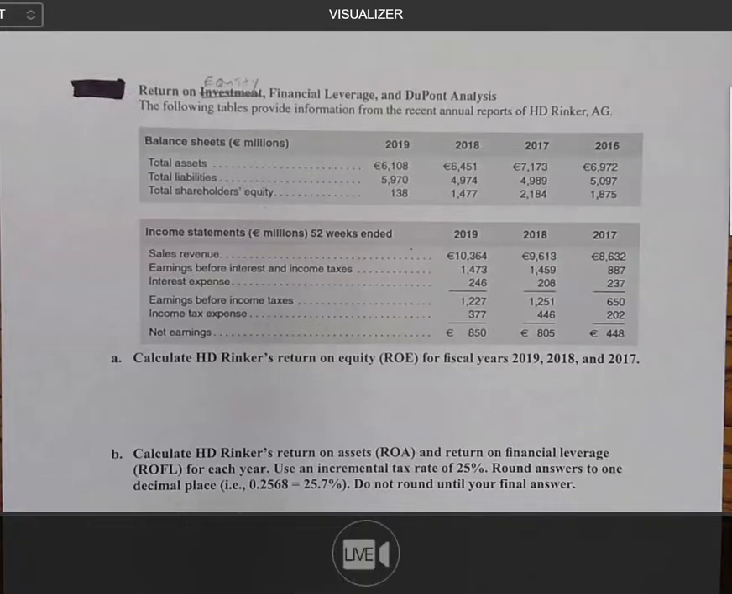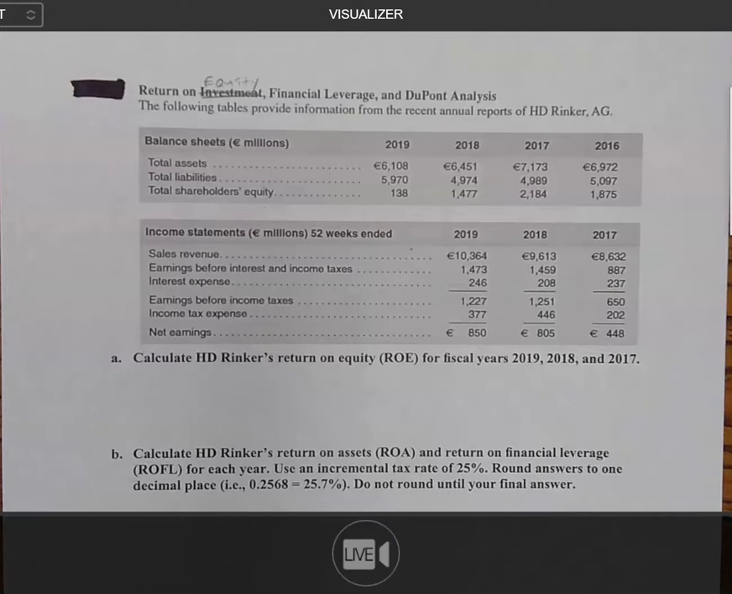All right, let's take a look at another exercise that focuses on return on equity, financial leverage, and DuPont analysis. So we're going to be introducing a couple of things here. We've looked at return on assets in another video, and then we're going to be looking at kind of an oddball ratio called return on financial leverage as well.